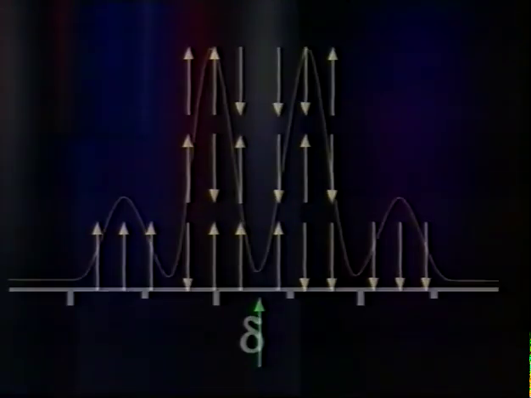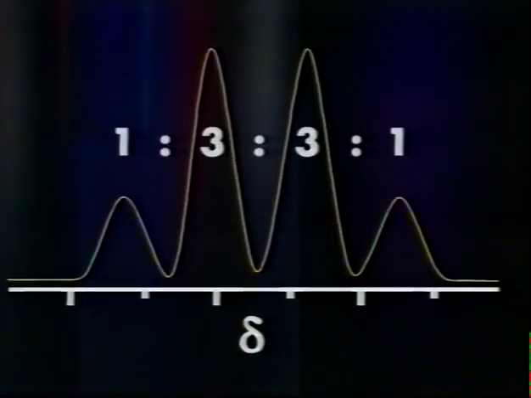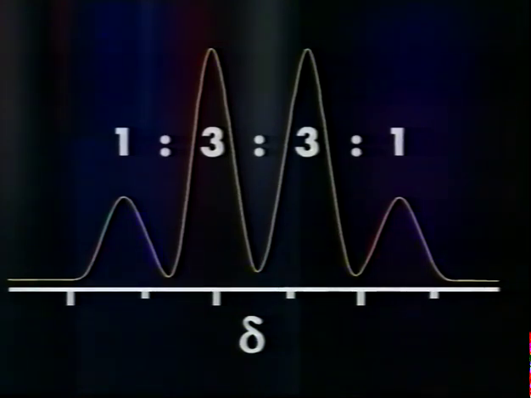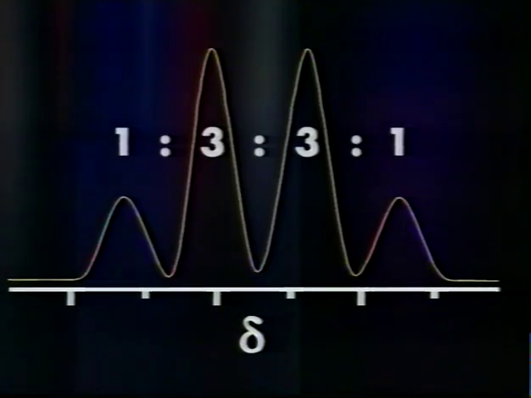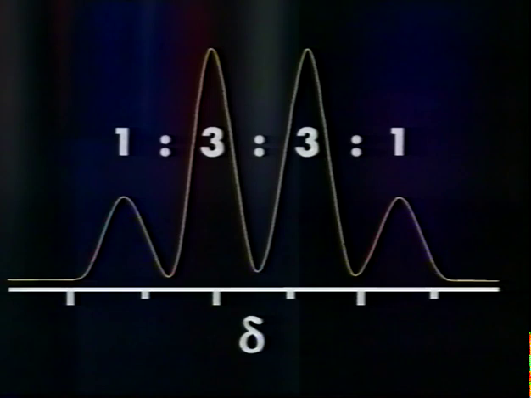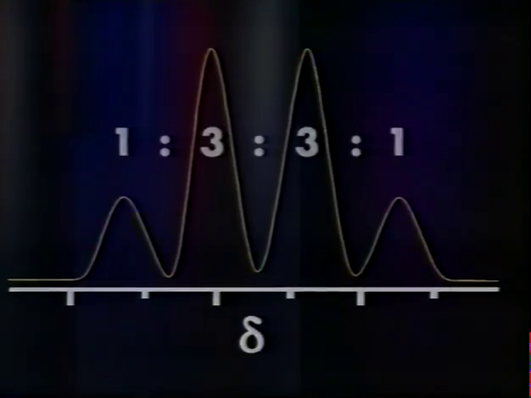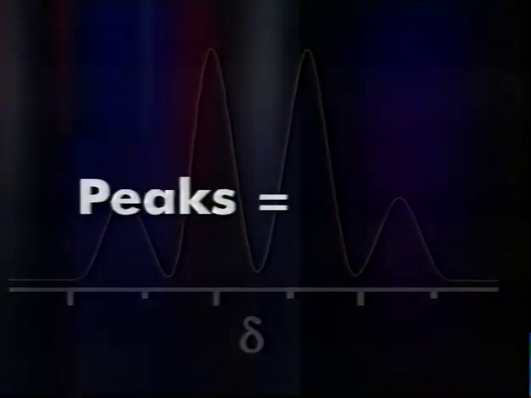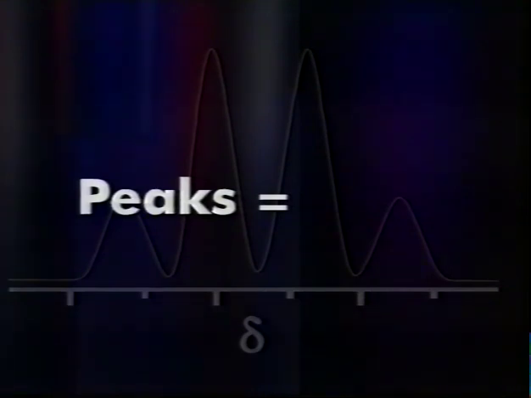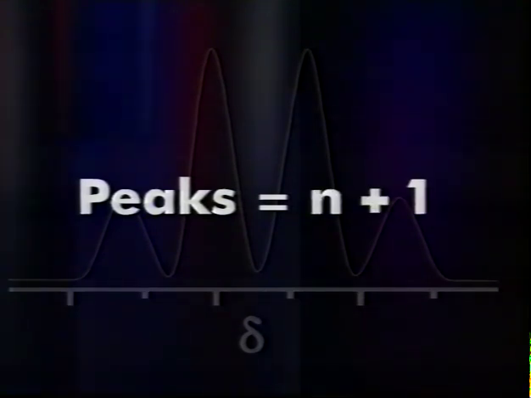With three adjacent protons, we have even more options. This results in a 1-3-3-1 quartet on the spectrum. We can see a definite pattern here. As a general rule of thumb, when a signal is split into multiple peaks, the number of peaks equals the number of adjacent non-equivalent protons n plus 1.